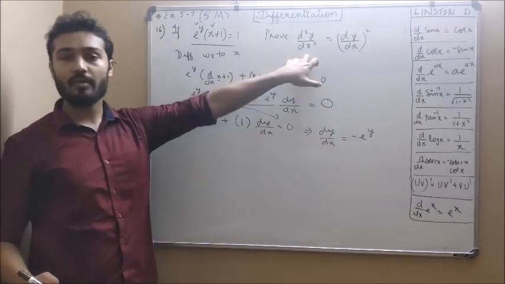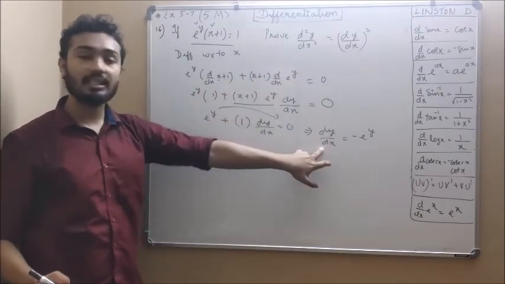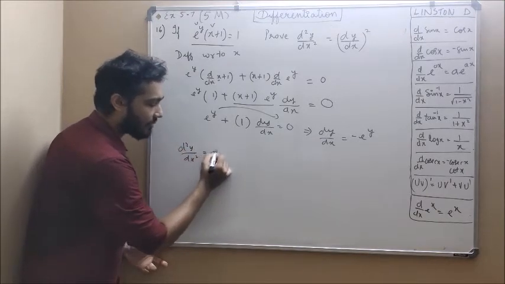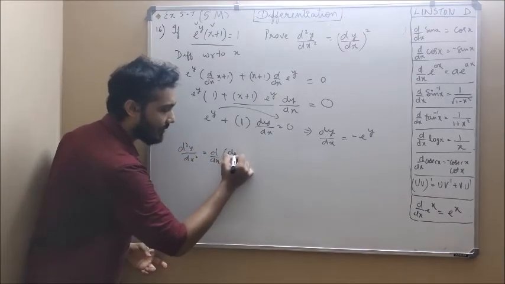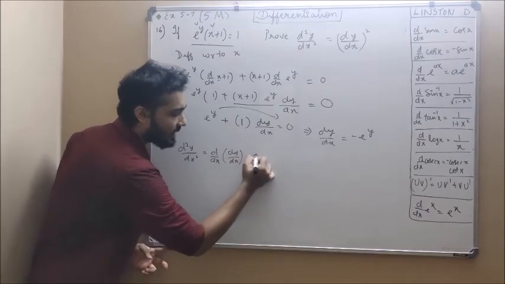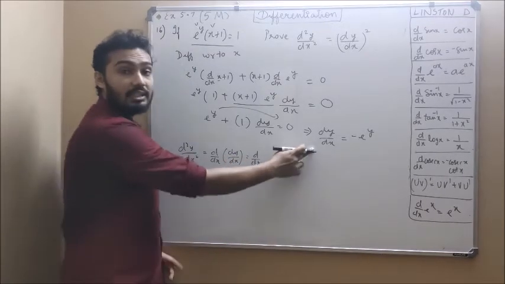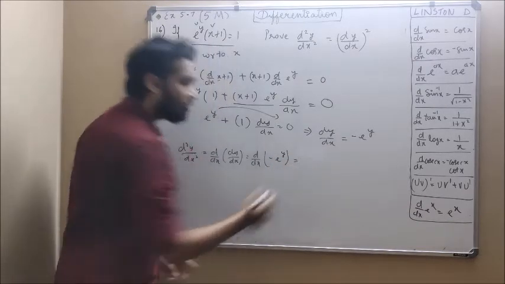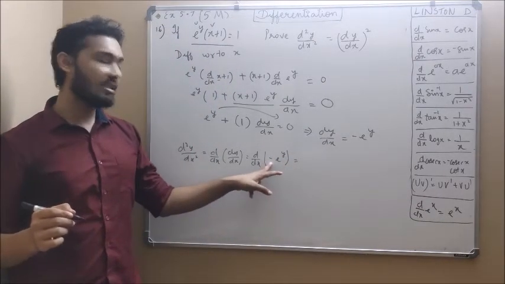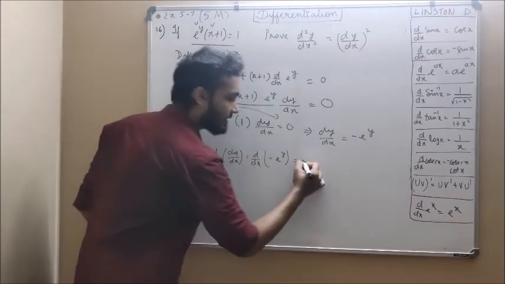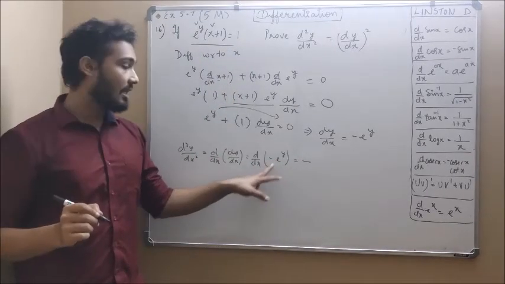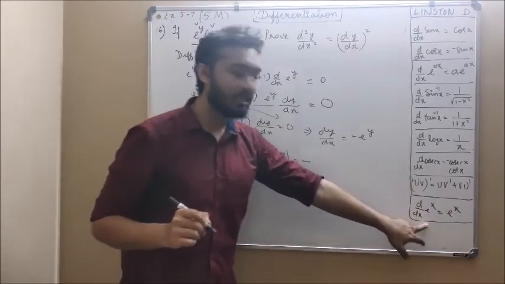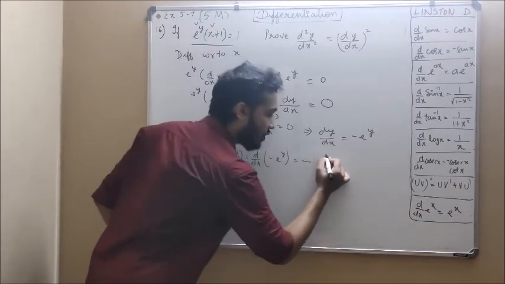Next we want d square y by dx square. How do you get it? Differentiate this once again. d square y by dx square is nothing but d by dx of dy by dx. So it is d by dx of what is dy by dx? Minus e power y. What is the derivative of minus e power y? Minus is the coefficient, take this outside. It is minus. Next the derivative of e power y. The derivative of e power x is e power x. So it is minus e power y.